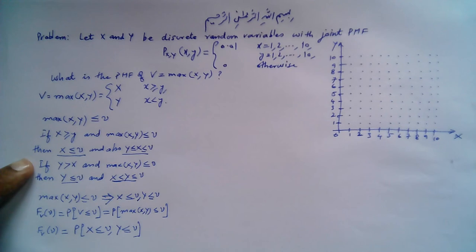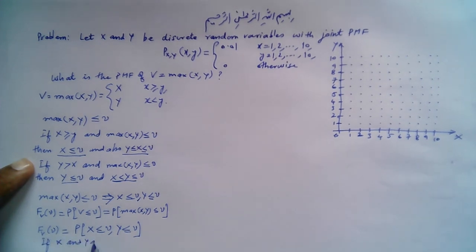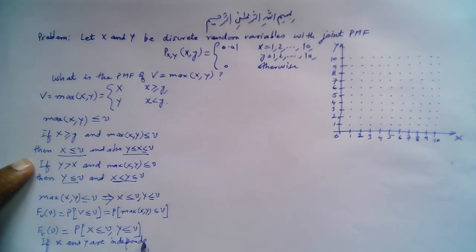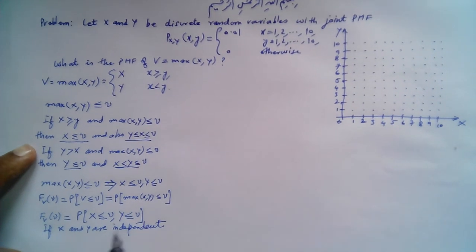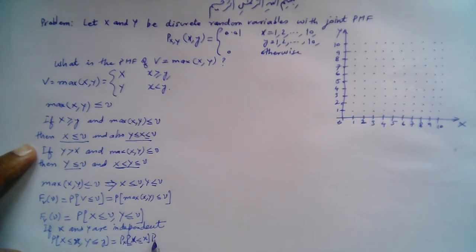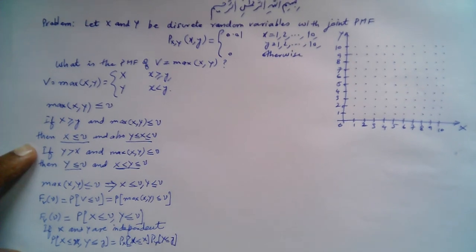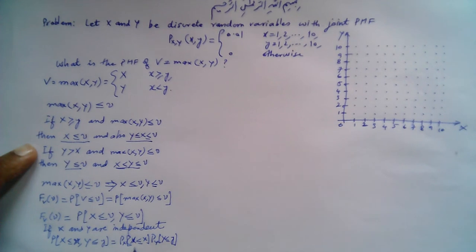So now if you see, this is the joint CDF of random variables x and y, and if x and y are independent, actually this is the definition of independence, that if x and y are independent, then the probability that x is less than or equal to small x and y is less than or equal to small y, we can say is the probability that x is less than or equal to x multiplied by the probability that y is less than or equal to y, right? So this is by the definition of independence of random variables.